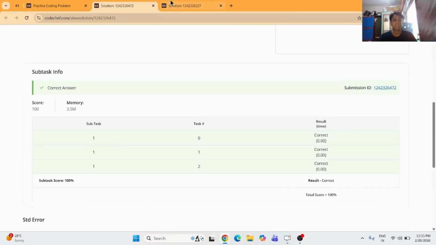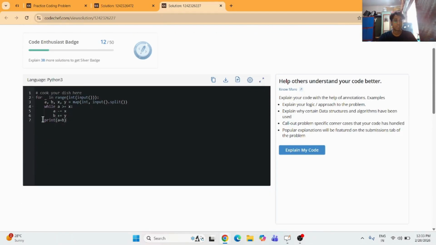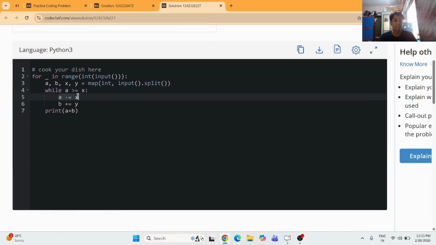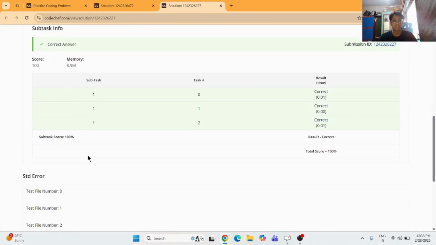Now let's move towards my Python code. So guys, this is my simple Python code. I took the input for all the test cases as well as A, B, X, Y. I'm checking while A is greater than or equal to X, A minus equal to X, B plus equal to Y. I will print A plus B. And as you can see, guys, I have got my Python code, right?